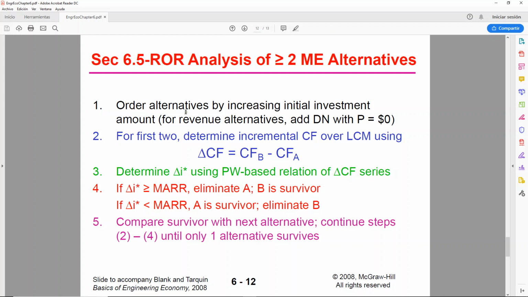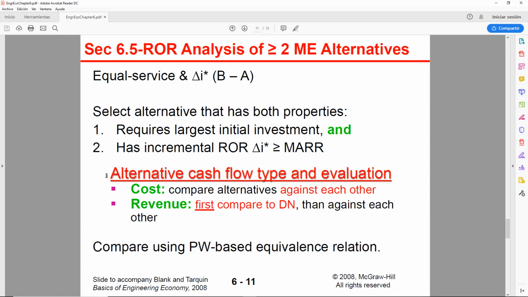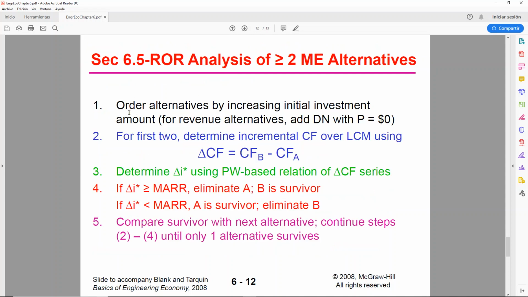However, over here it says that whenever you have revenue alternatives, we must also take into consideration do nothing. So I'm going to go one slide before, where they describe this rule, saying that if you only have cost alternatives, meaning that all of your A's are going to be negative, you only have an annual operating cost, then you just compare alternatives 1, 2, 3, and 4 against each other. However, if you have a positive A, or an annual revenue listed, then you must also compare do nothing against the other alternatives. So let's start with step number 1.